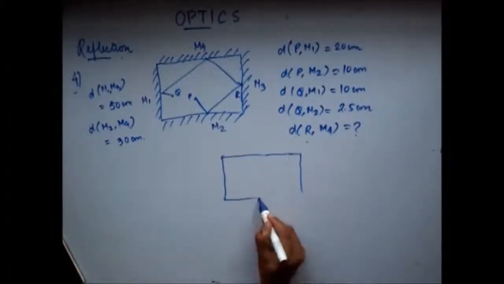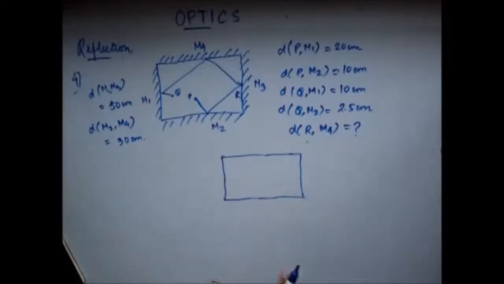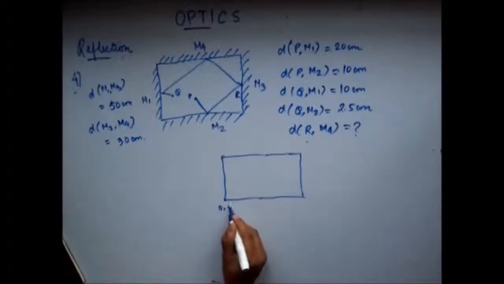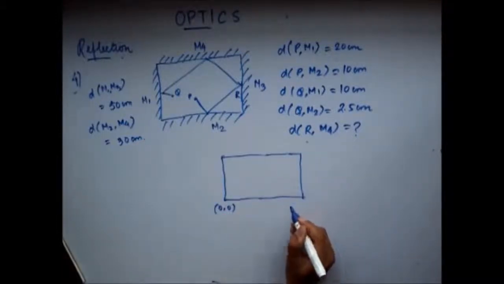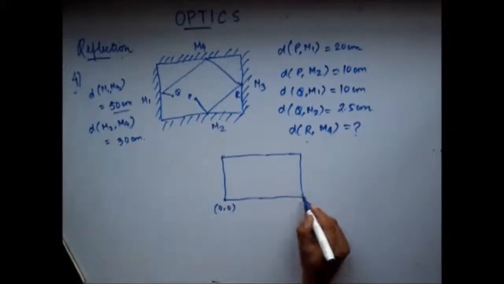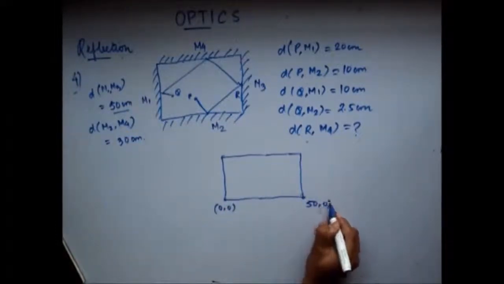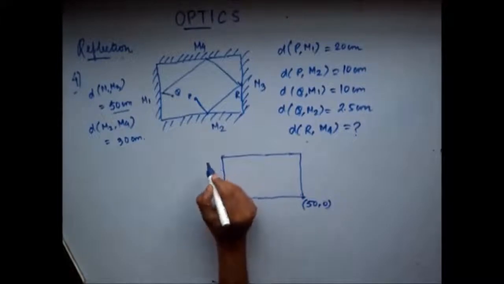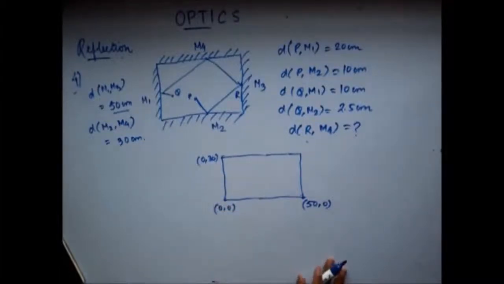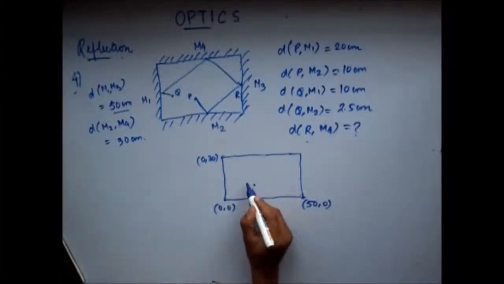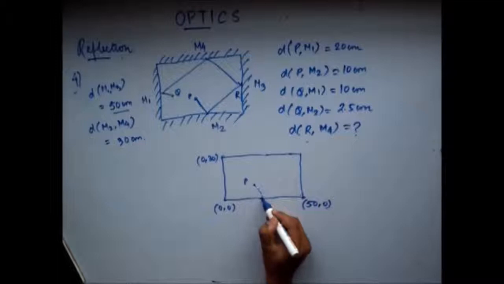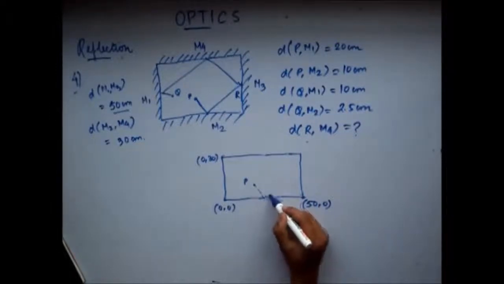So let's say these are my four mirrors, M1, M2, M3 and M4. Let's assume that this point has a coordinate of 0, 0. You know that the distance of M1 and M3 is 50 centimeters. So the coordinate of this point will be 50, 0. The distance of this point will be 0, 30. This is the point P, or this is the object P.